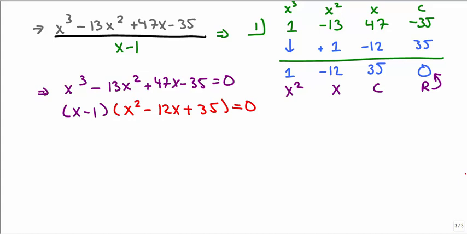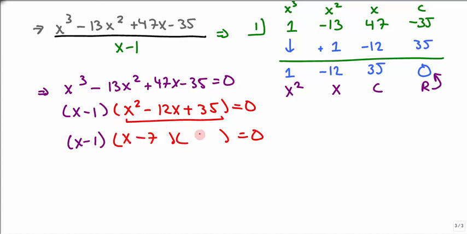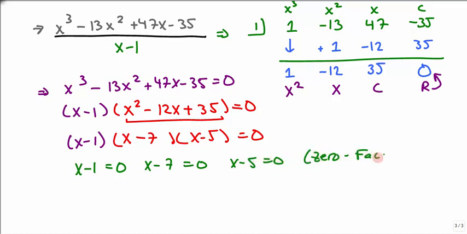As it turns out, I can factor this into a product of binomials. Whether you learn the AC method or the reverse FOIL method, either way, this factors into x minus 7, x minus 5. If you weren't sure how this factored, you could graph x squared minus 12x plus 35 and see where it crosses the x-axis. From here I use the zero factor property and say x minus 1 equals 0, x minus 7 equals 0, x minus 5 equals 0. Again, this is called the zero factor property.